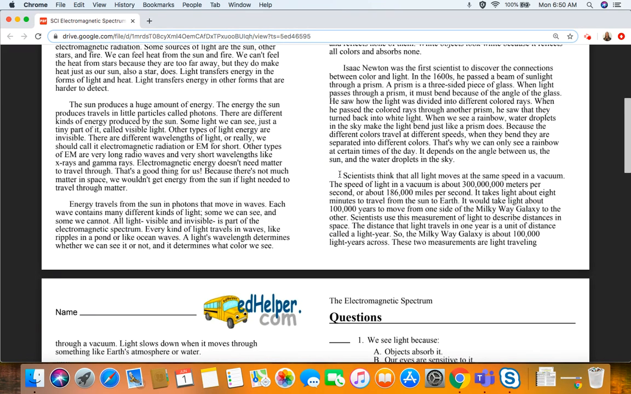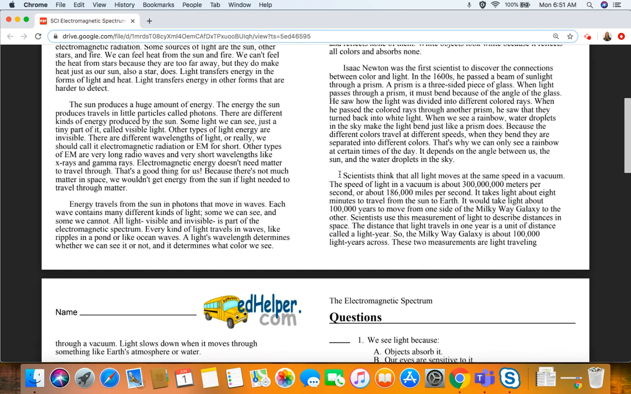Next paragraph. Scientists think that all light moves at the same speed in a vacuum. The speed of light in a vacuum is about 300 million meters per second, or about 168 miles per second. It takes light about 8 minutes to travel from the sun to Earth. It would take light about 100,000 years to move from one side of the Milky Way galaxy to the other.